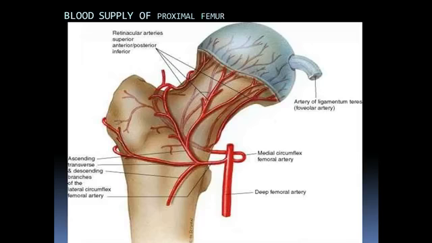Here is the blood supply of the proximal femur. All of you know the main blood supply comes from the medial circumflex femoral artery, the retinacular arteries, and the artery to the ligamentum teres. The contribution from these three arteries depends on the age of the patient.